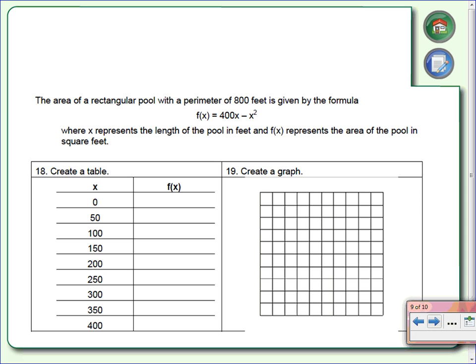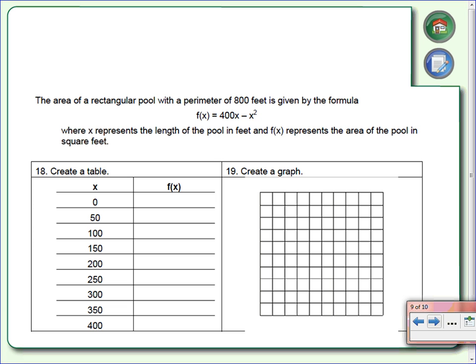All right, I'm only going to do this part for you, and then after that, you're going to be on your own. The next one says that the area of a rectangular pool with a perimeter of 800 feet is given by the formula f of x is equal to 400x minus x squared. X is going to represent the length of the pool in feet, and f of x is going to represent the area of the pool in square feet. What we've got to do first is finish up this table, create a table. You're going to need your calculator for this, guys.